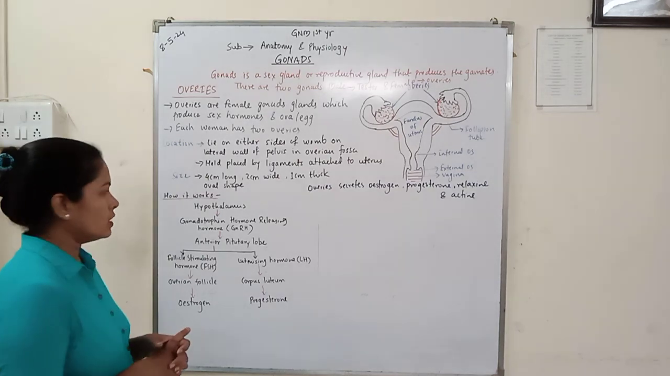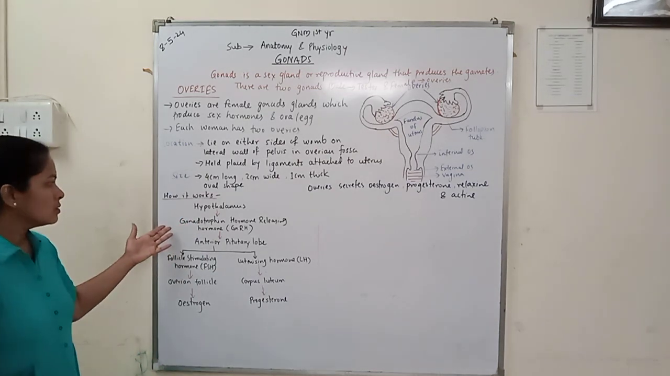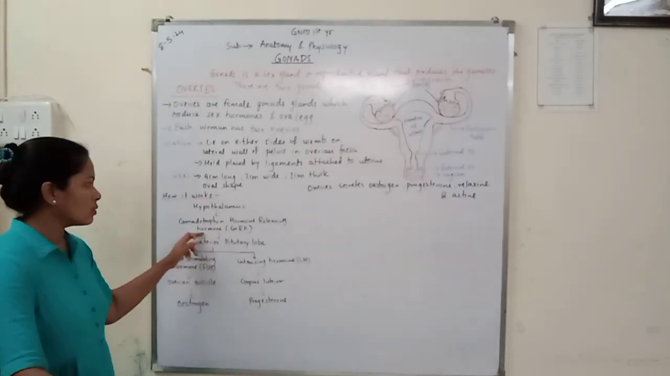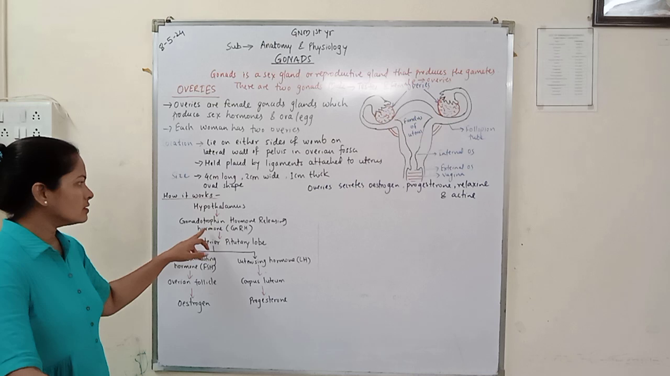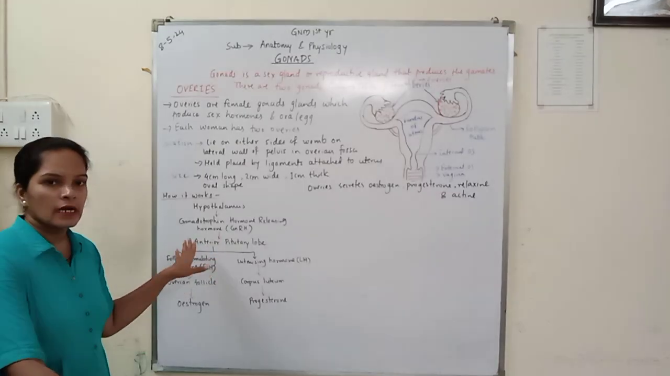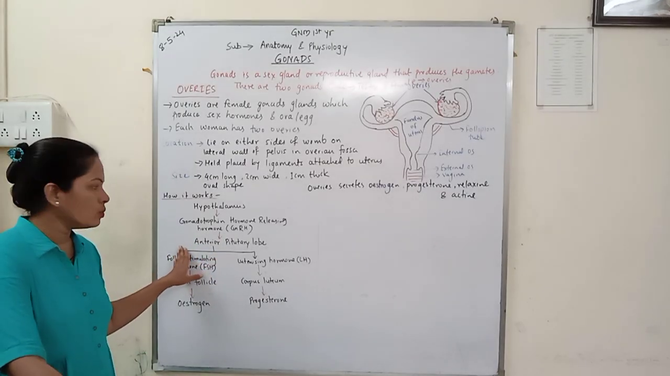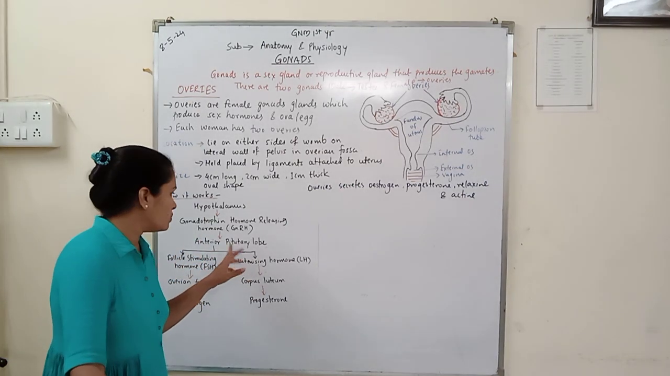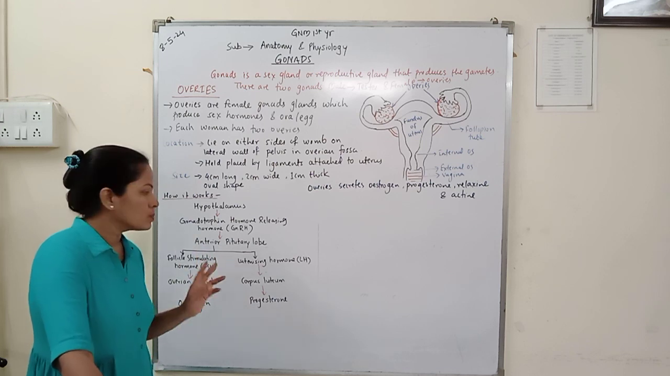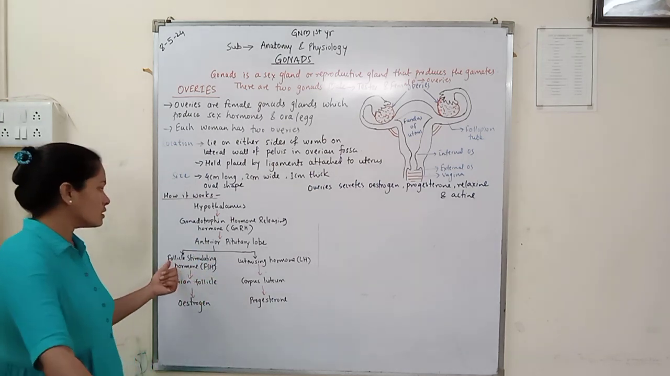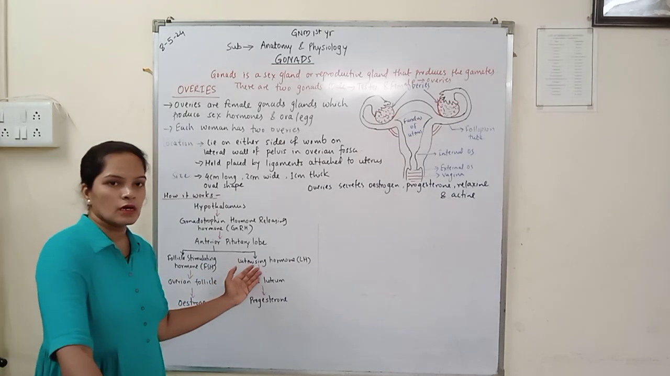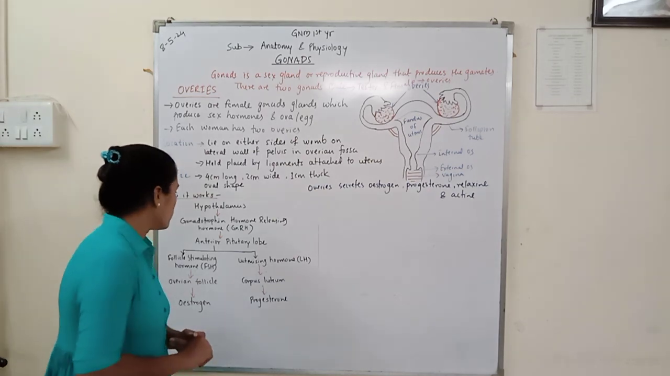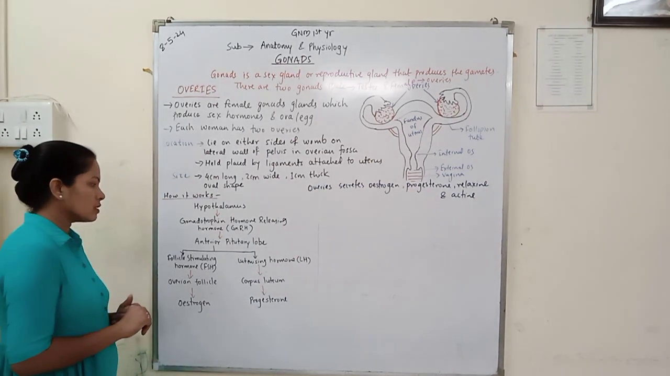The message reaches the hypothalamus. The hypothalamus secretes gonadotropin releasing hormone, that is GnRH, and this GnRH stimulates the anterior pituitary lobe. After stimulation, the anterior pituitary lobe secretes two hormones. Which two? Follicle stimulating hormone and luteinizing hormone.